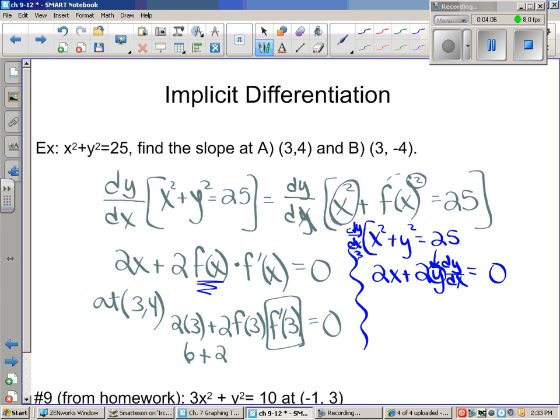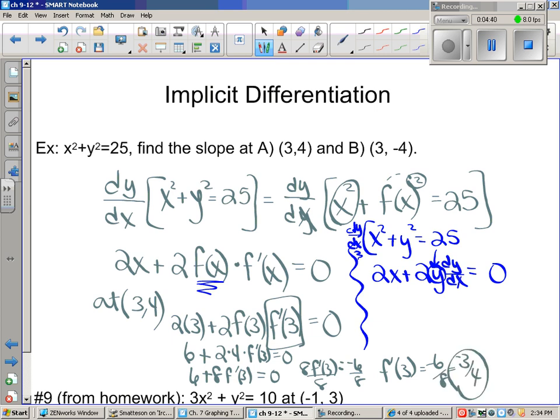F of 3, we know from the point, is 4, times f prime of 3 equals 0. So we have 6 plus 8 times f prime of 3. All right, now we're going to move the 6 over to the other side, and we're going to solve for f prime of 3. So I have f prime of 3, and I'm going to leave the 8 there, equals negative 6, and I'm going to divide by the 8. And so in other words, f prime of 3 is equal to negative 6 over 8, or negative 3/4. And that is the answer I'm looking for.